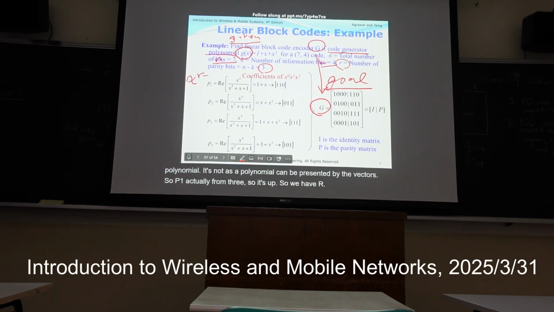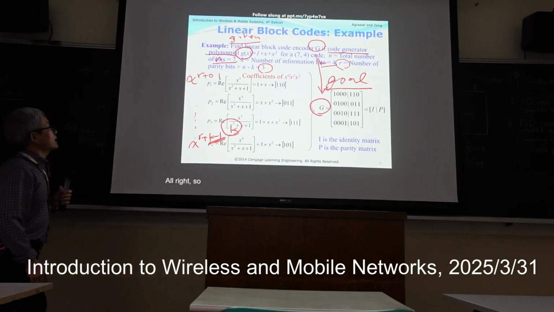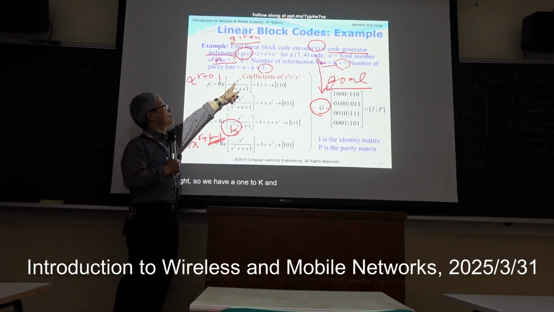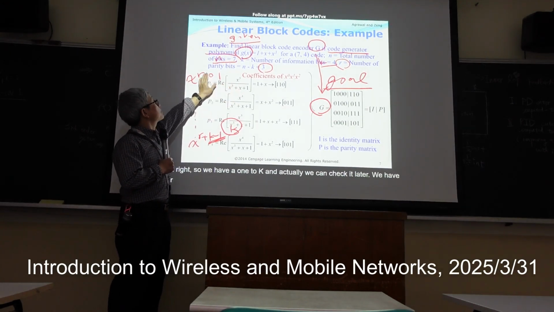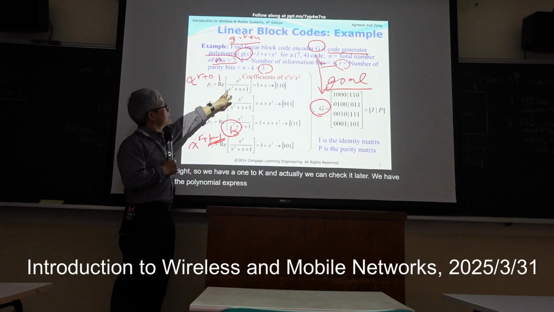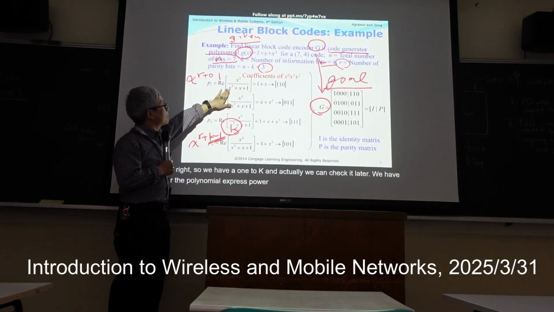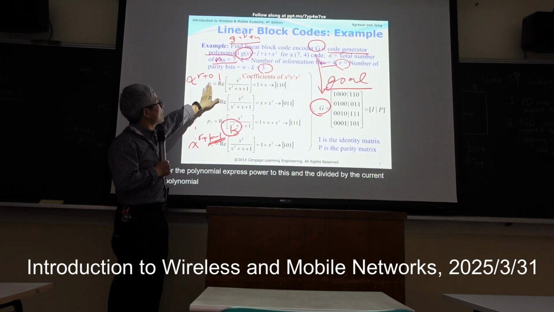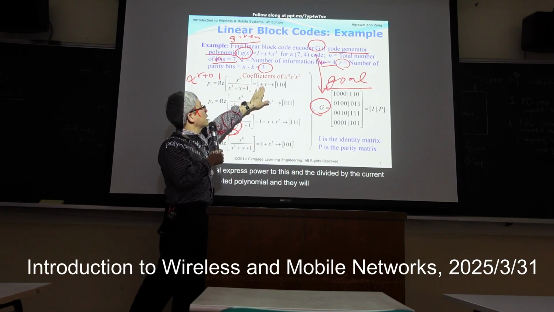Starting, so we have the first one. Here we have x^(r+k-2), so we have 1 to k. Alright, so we have 1 to k. And actually you can check it later. We have the polynomial x raised to this power, divided by the generator polynomial, and we want to find the remainder.